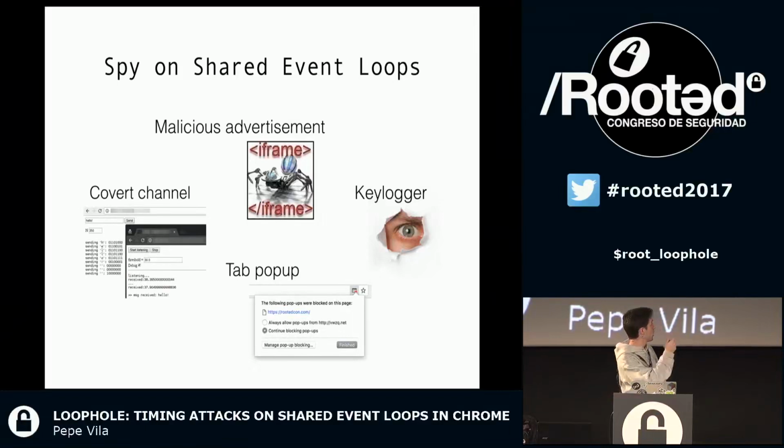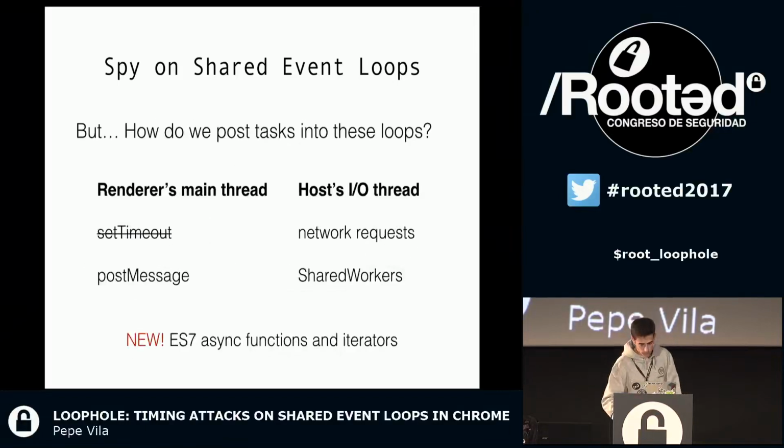A covert channel as well, keyloggers. I will not go into the details, I don't have the time. But the main question is, how can we post tasks from a website using JavaScript, tasks into the loops? In the renderer's main thread, that's where we execute JavaScript. In JavaScript, when you execute a function, you see that a task is created that blocks the event loop while it is being processed. When that function calls another function, that happens in a synchronous way. No new task is created. It is added to the call stack.